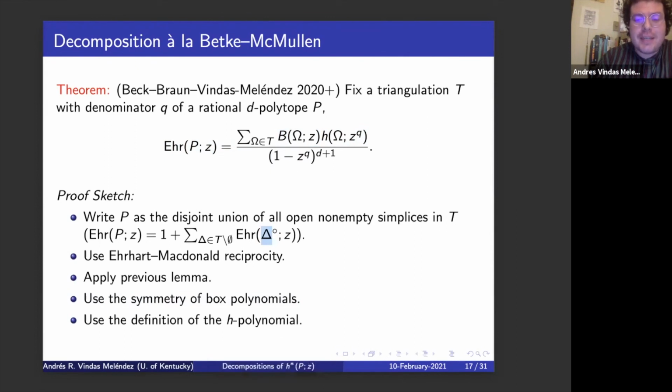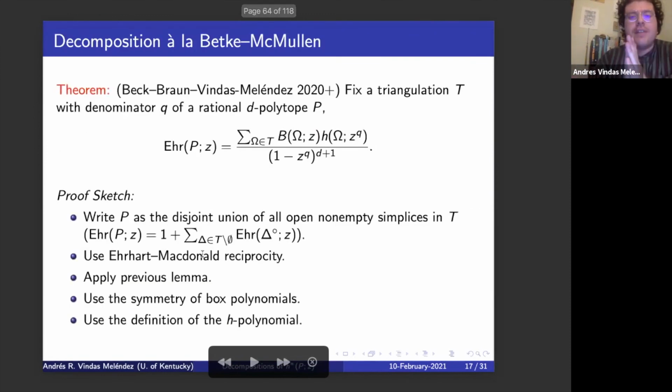open non-empty simplex, okay? For each part, I'm taking the box polynomial for the stuff inside it and doing the H polynomial, okay? With that, I put it all together and I get this decomposition. Again, it's a decomposition of the H star polynomial where it's keeping track of the integer points coming from the boxes of the simplices and the H polynomials of the triangulation. Okay.